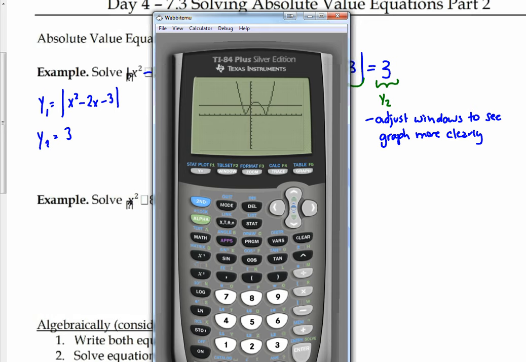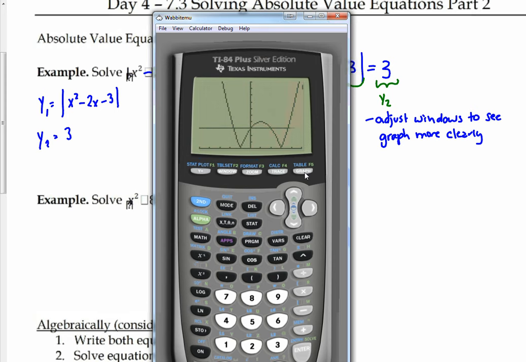How about x? Do we need all that x? What if we went from negative what? 5 to 5? Okay, thank you. So x from negative 5 to 5. And then y, do we need the negatives for an absolute value? No, right? Absolute value is always above 0, so we can go 0 to 10. So negative 5 to 5 for x, and then 0 to 10 for y. That's going to be a lot clearer.